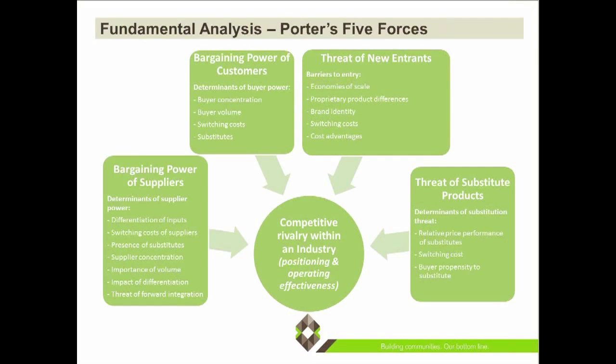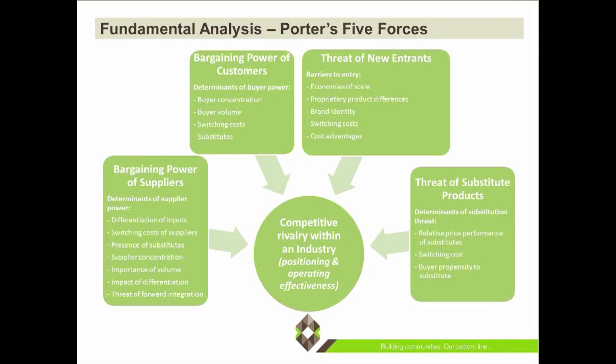Threat of substitute products. Substitution threats come in if your product is easily replicable, or can they take something out that can still do the same, add the same value or do the same thing that could make your product redundant?